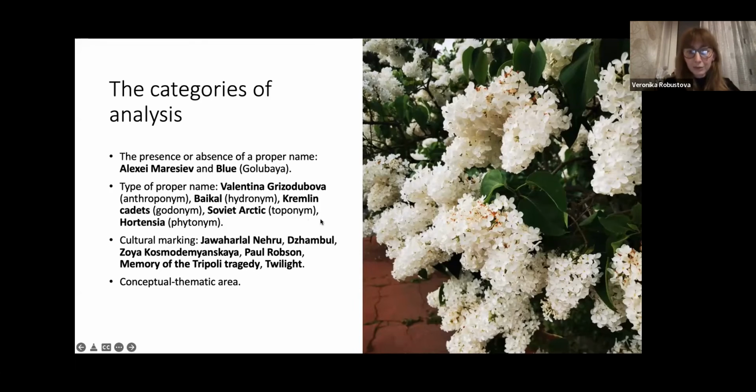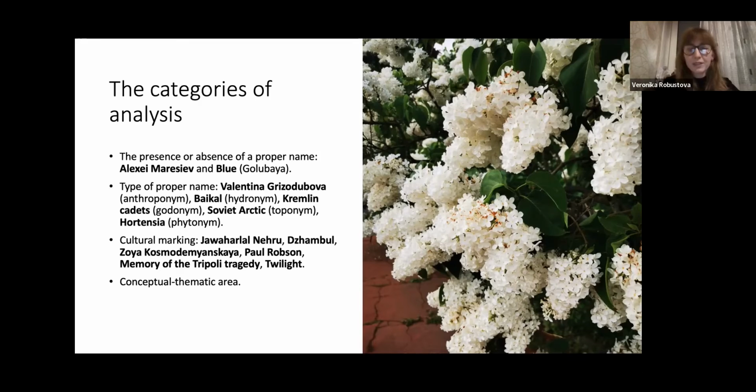which is connected with the history of India. Then that's Jambul, and this name has a double connection. On the one hand, that's the name of the town in Tajikistan, and on the other hand, that's the name of the Soviet poet. And of course, we don't know which one Leonid Kolesnikov meant when he gave his lilac this name, but it commemorates both.